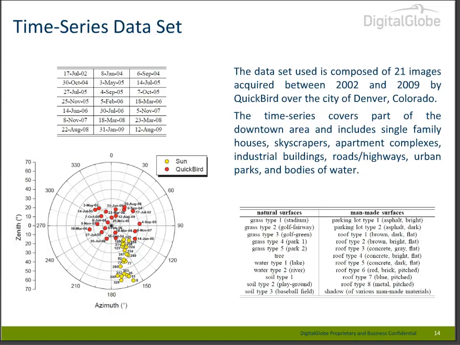What I want to point out is that those are not common classes. We are trying to define and discriminate 5 different types of grass, 2 different kinds of water, 3 different kinds of soils, and several different kinds of rooftops and parking lots. So this is not the standard land cover classification that most of the people are doing.